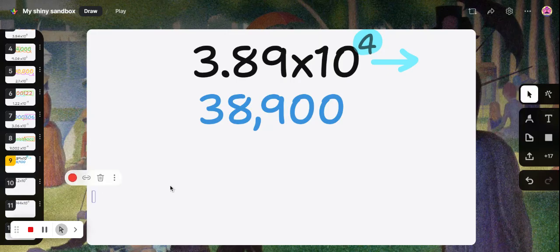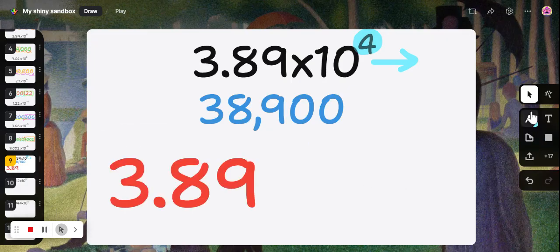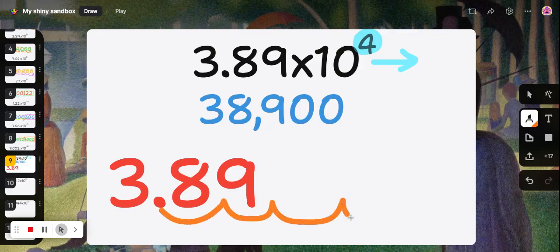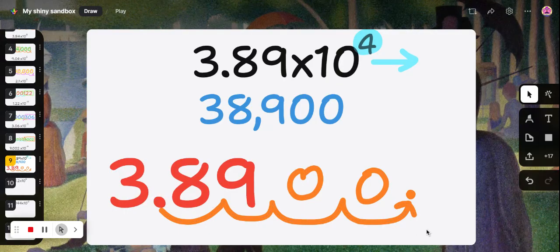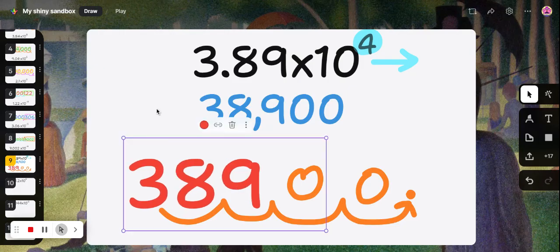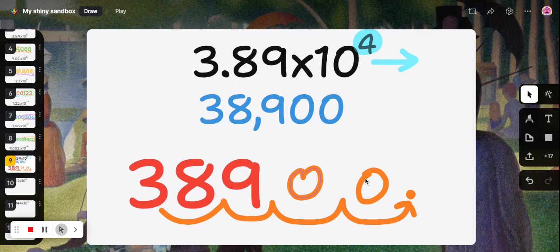Others like to draw those hops. Others start like this with the coefficient, and then they do their hops. 1, 2, 3, 4. They put their new decimal place, and then they fill in these gaps with zeros. This decimal is no longer there because we moved it. So then they rewrite it again, so that equals 38,900. Okay, comma goes right there.